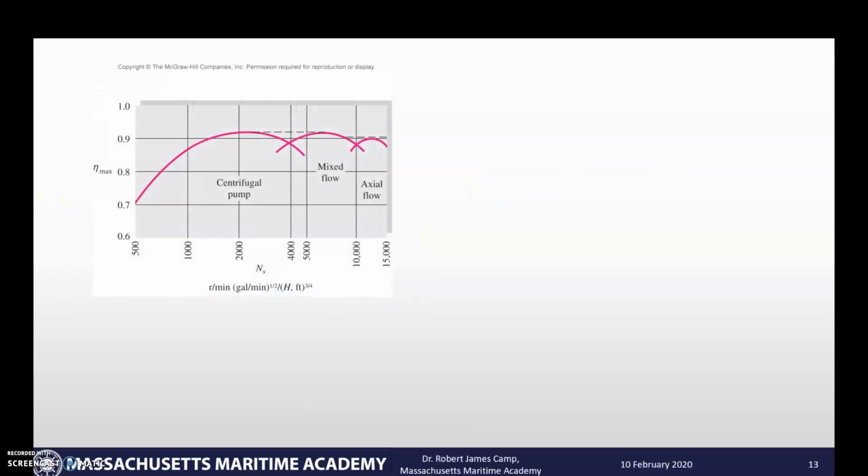So let's take a look at a chart that shows us the amount of efficiency per NS. Up here along the left, this gives us our efficiency in percent. Along the bottom here, we just have our straight NS from 500 to 15,000. And you can see between 500 and 4,000, the centrifugal pump's the best.